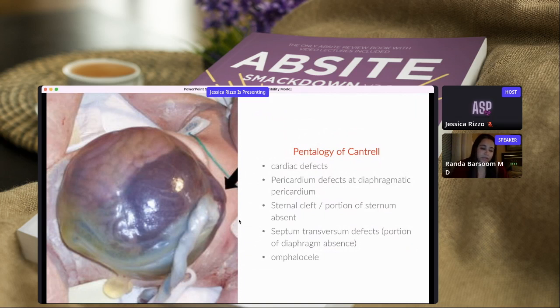Pentalogy of Cantrell. You may get a question about this, just knowing that these 5 things can come together. Cardiac defect, pericardium defect of the diaphragmatic pericardium, sternal cleft or portion of sternum is absent, septum transversum defects, portion of the diaphragm is absent, and then omphalocele is often associated with these. All 5 of these together, including the heart, pericardium, sternum, and diaphragmatic issues with omphalocele, make up the Pentalogy of Cantrell. Next.